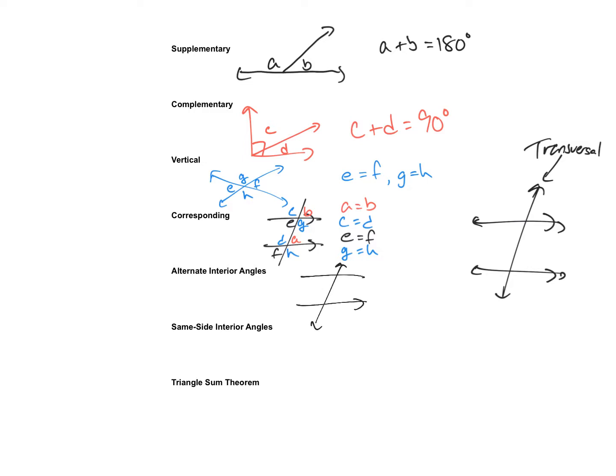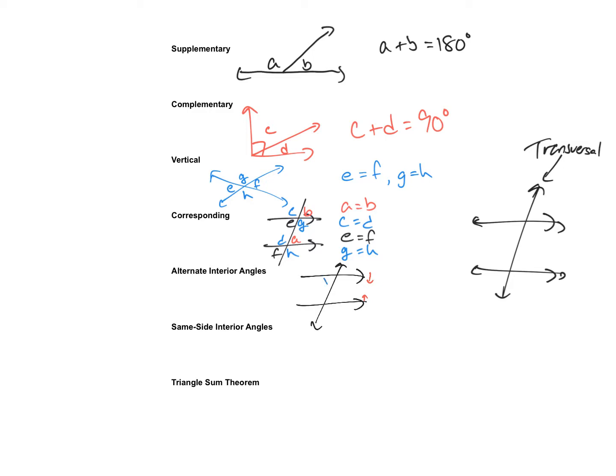For the alternate interior angles, we're going to draw a similar setup. Again, I need parallel lines. And for alternate interior angles, it's a brilliant name. The interior part means that I need to be in between my two parallel lines, and the alternate means on either side of the transversal. So here there are two pairs.